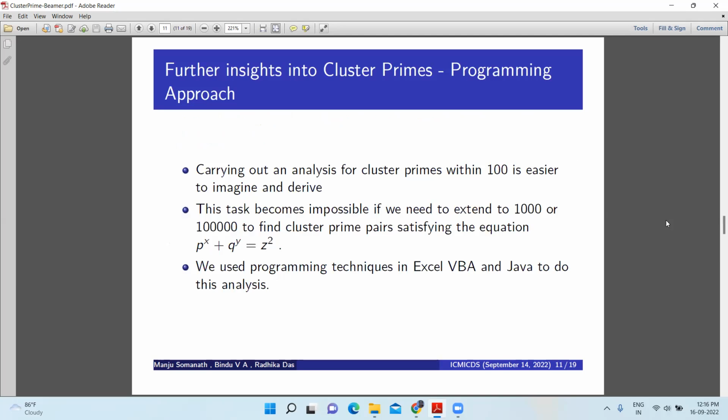Then, further insight into cluster primes using a programming approach. First, I tried with Excel programming, and if we are considering numbers up to 100 or 1000, we can solve the equation using Excel programming. This task becomes impossible if we need to extend beyond 1000 or 1 lakh to find cluster prime pairs satisfying the equation p raised to x plus q raised to y equal to z square. We use programming techniques in Excel, VBA, and Java to do this analysis.